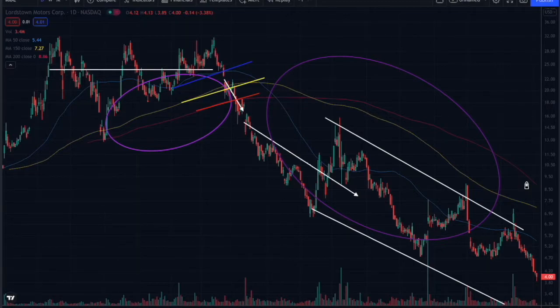So if you're interested in a stock and you check the chart before you buy and see it's in a downtrend, you must take pause. Investigate further why this stock is being sold by large money institutions.